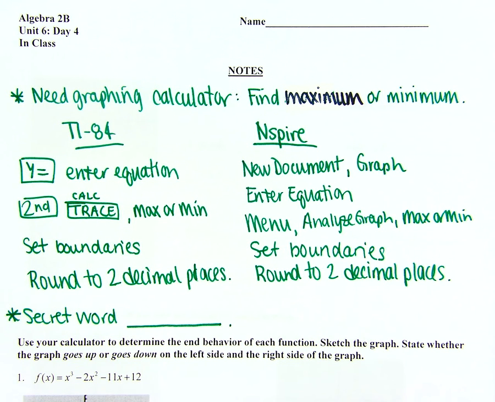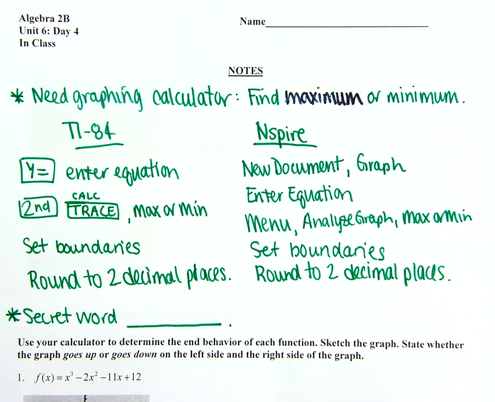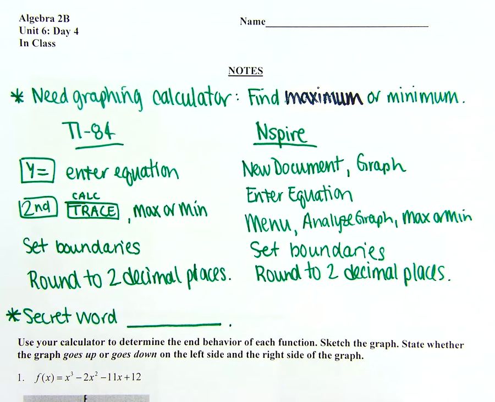Okay, so today you're going to be using your graphing calculators quite a bit. So you're going to need either a TI-84 or an Inspire. You can pause the video and you need to write down the directions for finding the maximum or minimum. That's actually what we're doing on the second half of today's work. But if you have an 84, you use this method, and if you have an Inspire, you use this method. Okay, and remember, you'll have a secret word at some point, so you need to write this down.